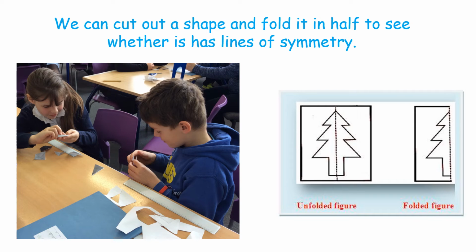If we don't have a mirror, what we can do is we can cut out a shape and fold it in half to see whether it has lines of symmetry. You can see here these children have cut out some 2D shapes. Their shapes have been accurately drawn and they're folding them in half to see if there's a line of symmetry. That means they're folding them and both sides will mirror each other.